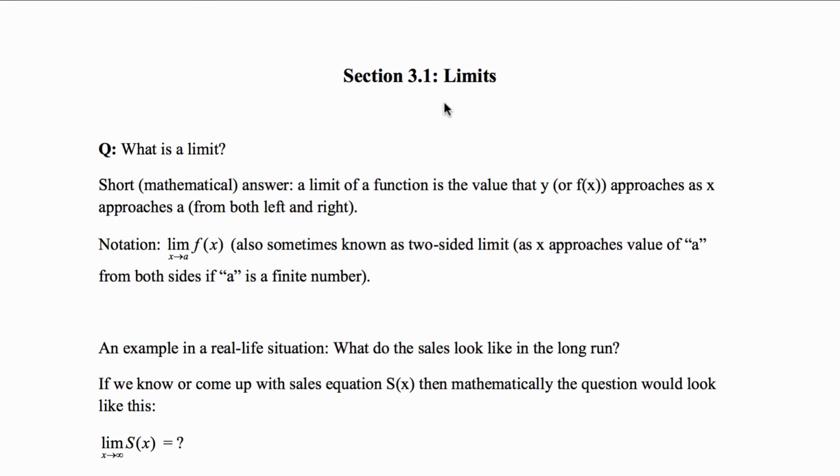Hi, in this video we'll talk about the concept of a limit. What is it? How do we compute it? And what does it mean in terms of applications in real life, business, and so on? So what is a limit? A short answer is: what value does the function approach as x approaches a certain value?